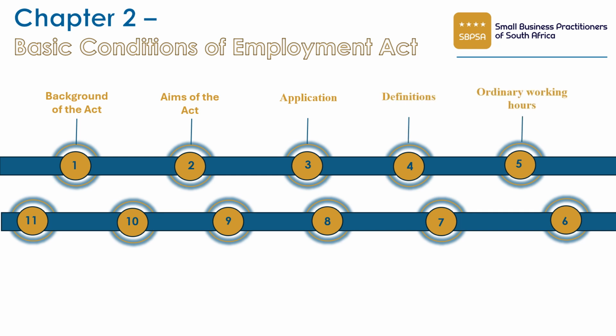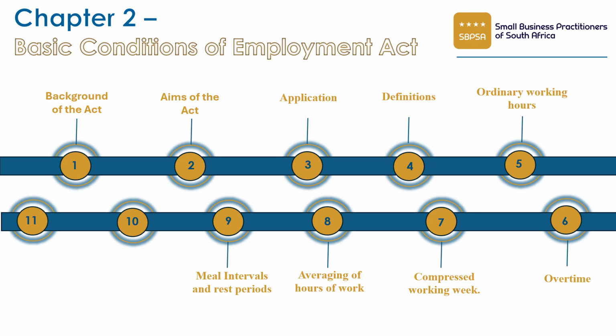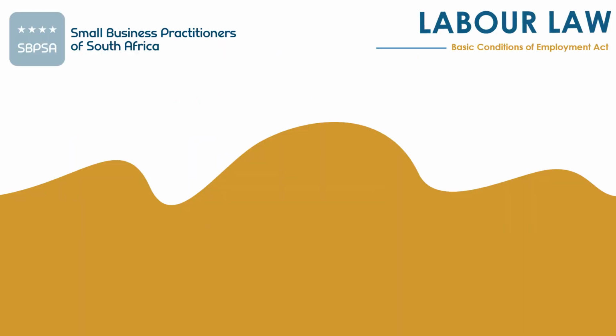5. Ordinary working hours. 6. Overtime. 7. Compressed working week. 8. Averaging of hours of work. 9. Meal intervals and rest periods. 10. Work on Sundays and public holidays. 11. Night work.